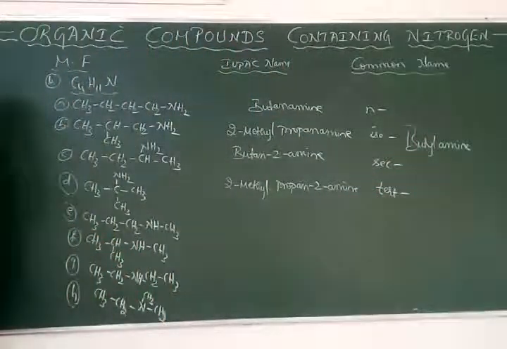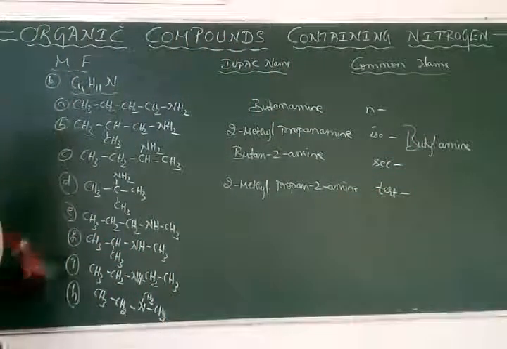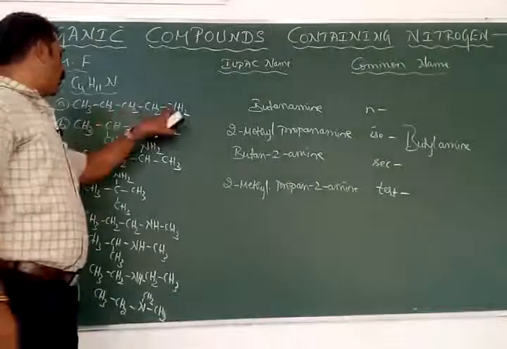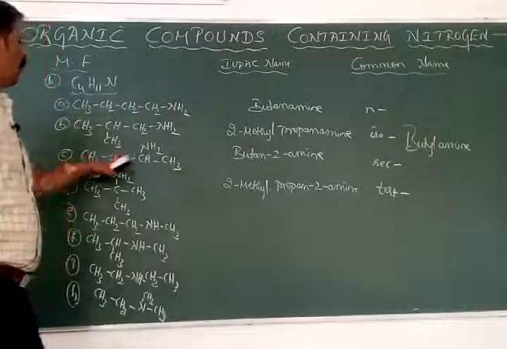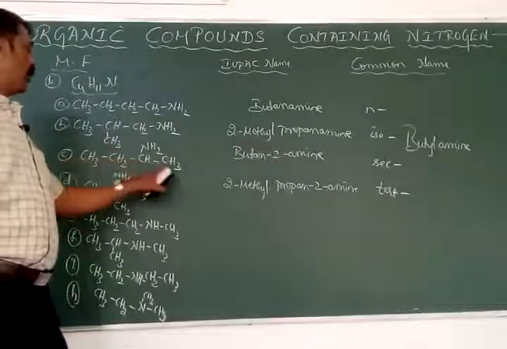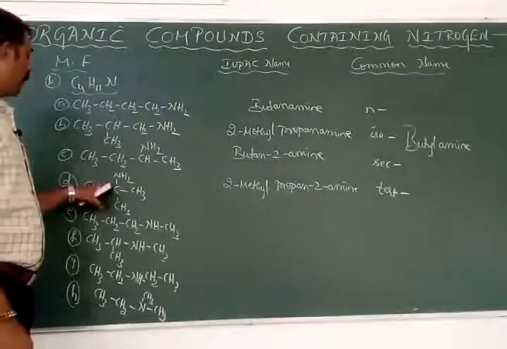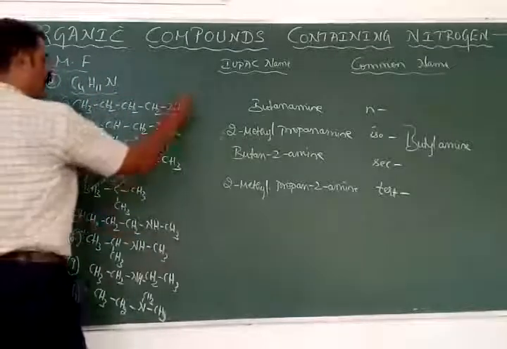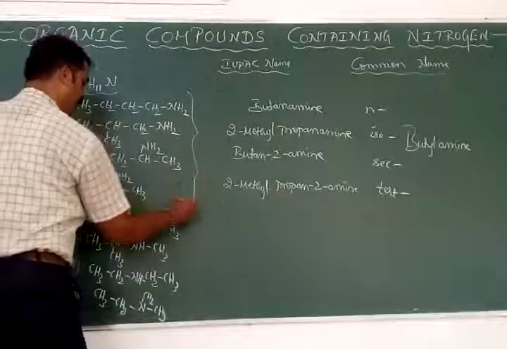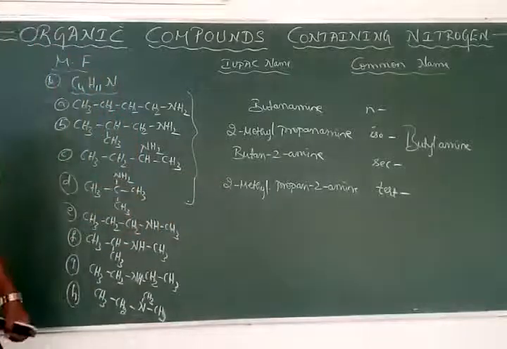A, B, C, D are all considered butylamines, but here it is straight, therefore it is called n-butyl. Here it is branching at the second carbon, called iso. The functional group carbon is attached to 2 other carbon atoms, that is why it is called secondary, and then the functional group carbon is attached to 3 others, that is why it is called tertiary. Up to this they are isomers.